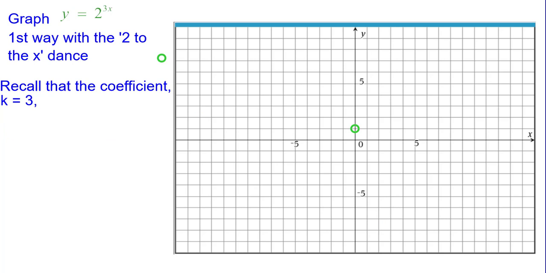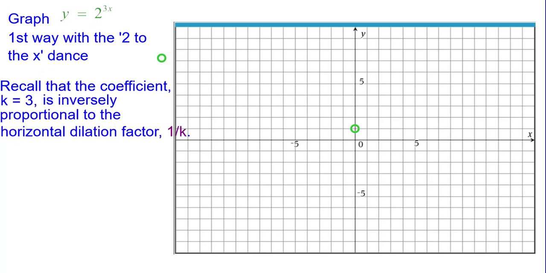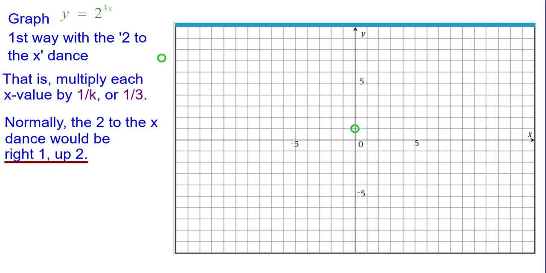Recall that the coefficient k equals 3 is inversely proportional to the horizontal dilation factor. That is, multiply each x value by the reciprocal of k, which is 1/3. Normally, the 2 to the x dance would be right 1, up 2. But for our graph, it's going to be right 1/3, up 2, because a third times 1 is a third.